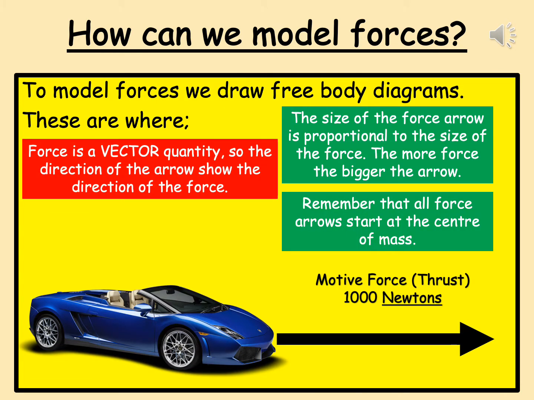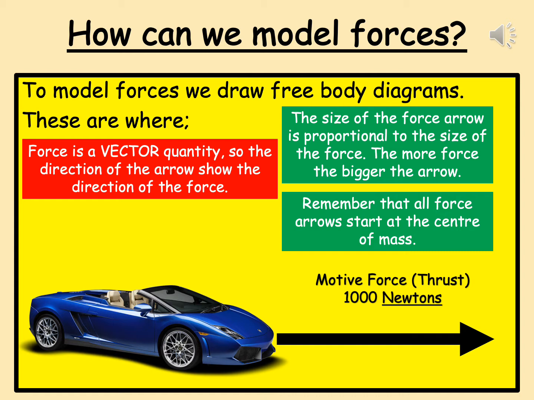Now you know what a force is, we need to understand how we're going to model our forces. So the way we model our forces is we draw free body diagrams. Okay? Now, as force is a vector, and you've done this earlier on, force is a vector, this means it has a magnitude and direction. So what we need to make sure is, in our force arrows, we need to include the direction of the arrow, where our arrow is pointing. We also need to include the size of the force. Now the size of your arrow should be proportional to the size of your force.